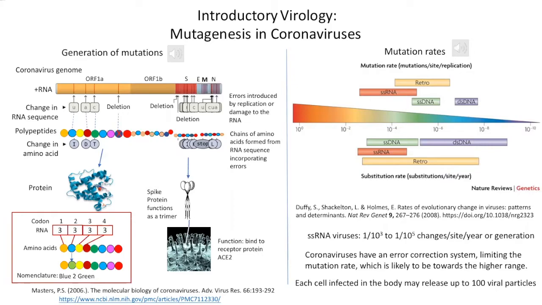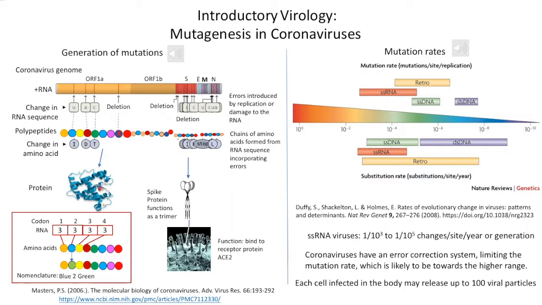Okay. Now, if we look at codon 2, we can see that there's been a change from a blue amino acid residue to a green one. Okay. We would write this as blue to green. Blue being the original amino acid residue, 2 the codon position, and green is the new variant present in the amino acid residue.